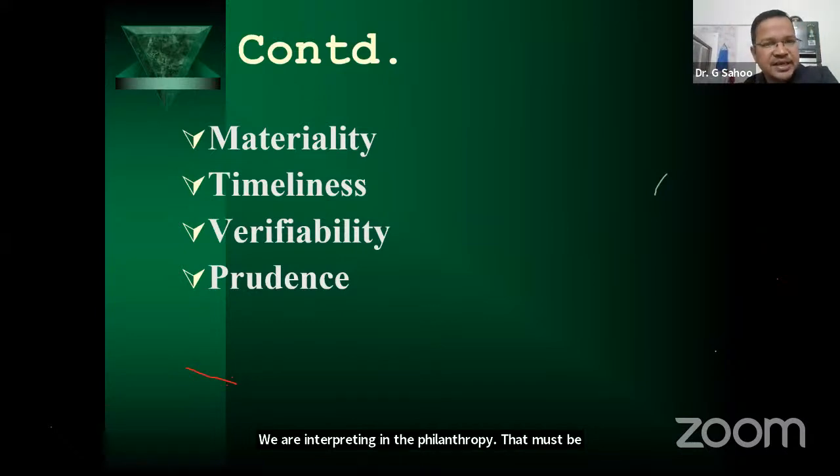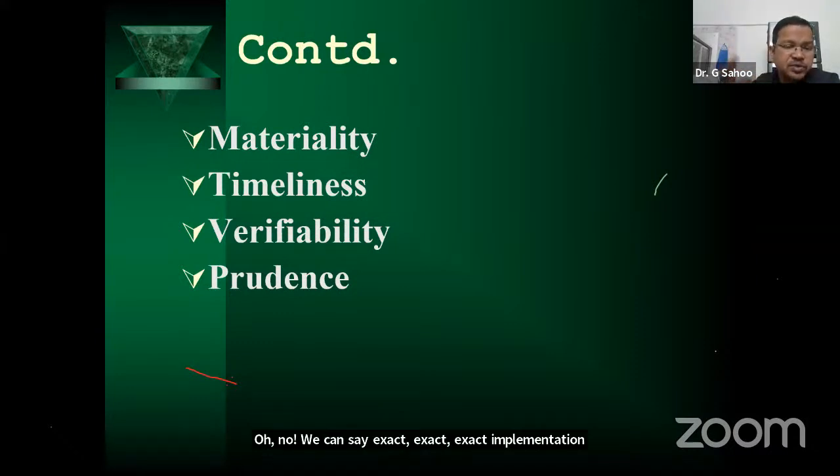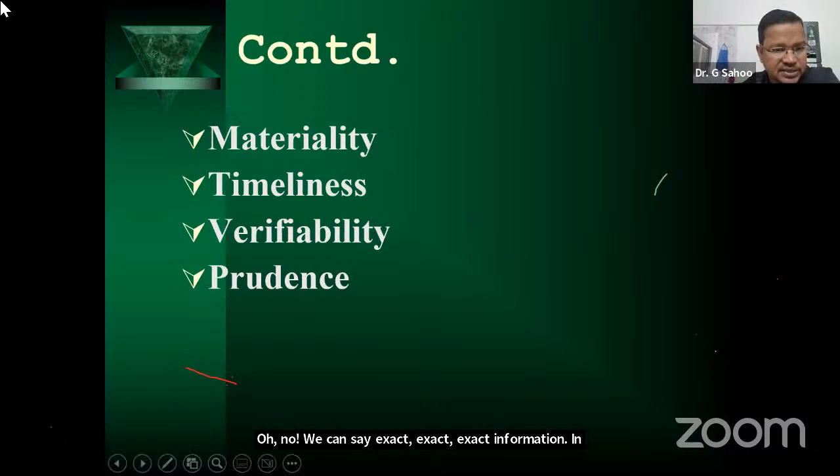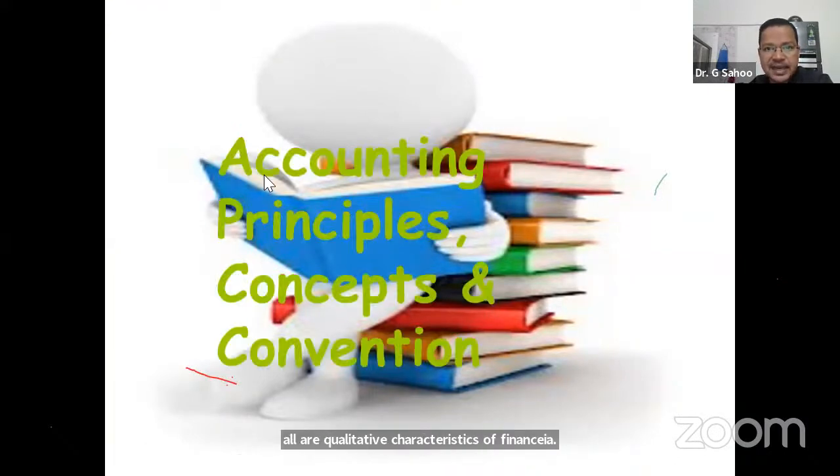Again, last one is prudence. Prudence means what? Sometimes when we are not getting any base or any parameter, we can use estimates to record the business transactions. There are some circumstances where we may not be able to get exact information. In that case, we can use accounting estimates to record the business transactions. So that is all about prudence. Okay, so these are all qualitative characteristics of financial statement.